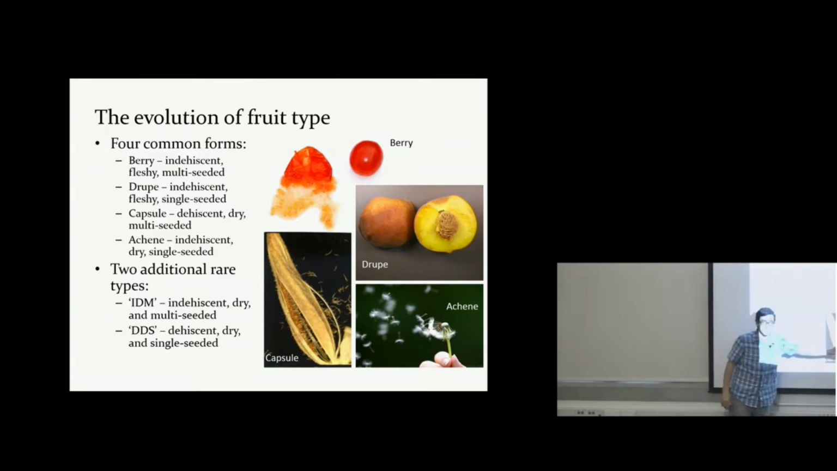A good example of an achene is a dandelion, which you have probably all seen, or a sunflower seed, which is technically a fruit. We also found 2 additional rare types that seem kind of strange, but don't actually have a name. One is indehiscent, so it doesn't open. It's dry, but it has multiple seeds, which we uniquely called IDMs because we're really creative. The second one was dehiscent, dry, and single-seeded, so it opens, it's dry, and it only has one seed. And again, we creatively called it DDS.